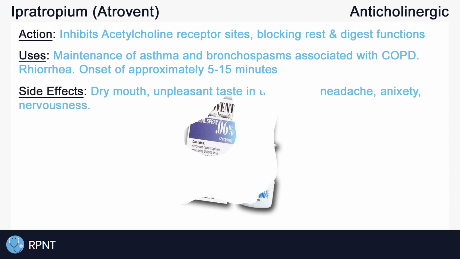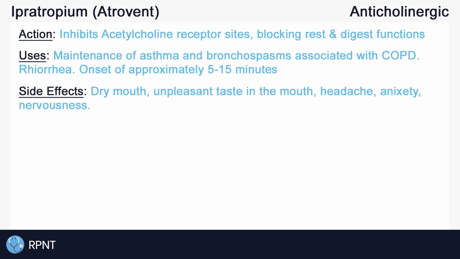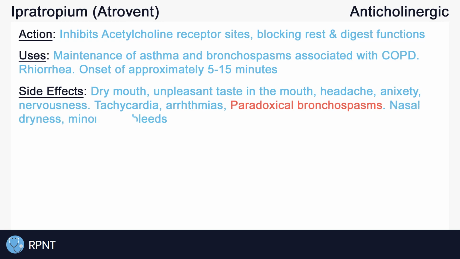Some common side effects of ipratropium include a dry mouth or unpleasant taste in the mouth, headache, anxiety, and nervousness. Less common side effects include tachycardia, arrhythmias, and paradoxical bronchospasms, which is the rapid onset of bronchospasms shortly after administration of an inhalant. Paradoxical bronchospasms can be life-threatening and may occur with excessive use of ipratropium. As an intranasal spray, ipratropium may cause minor nosebleeds, likely due to nasal dryness.